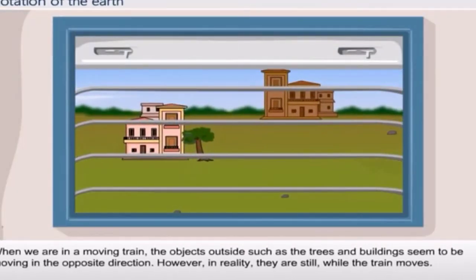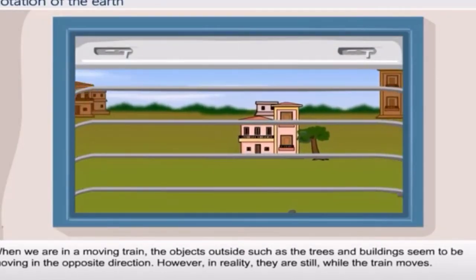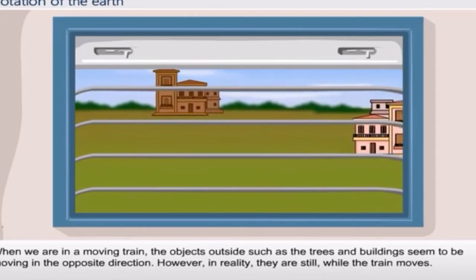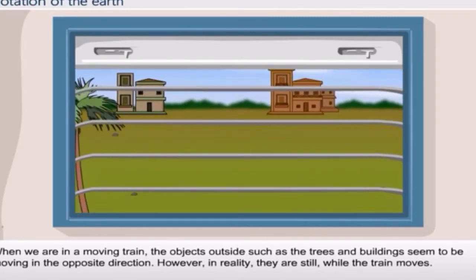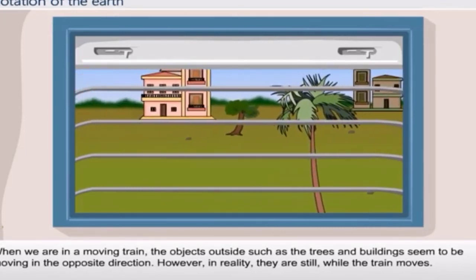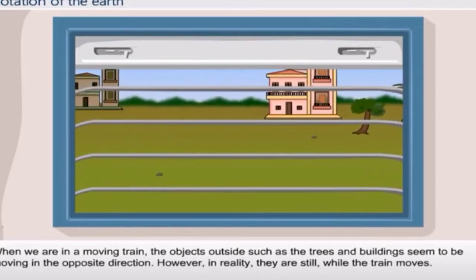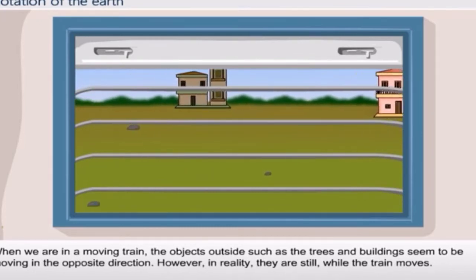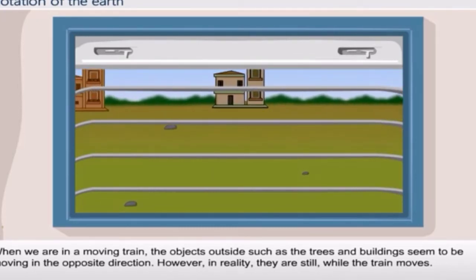See how, when we are on a journey in a moving train, the objects outside, such as trees and buildings, seem to be moving in the opposite direction. However, in reality they are still. While the train moves, it is only we who are moving, but it gives the illusion.